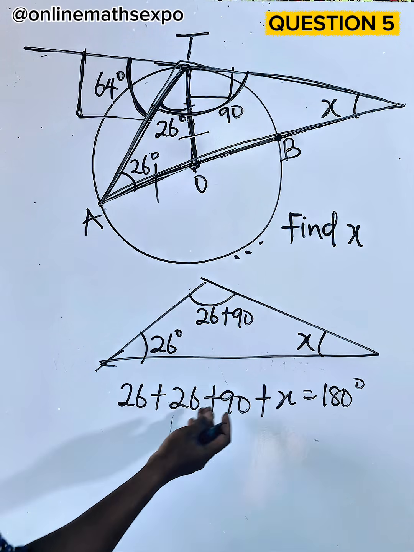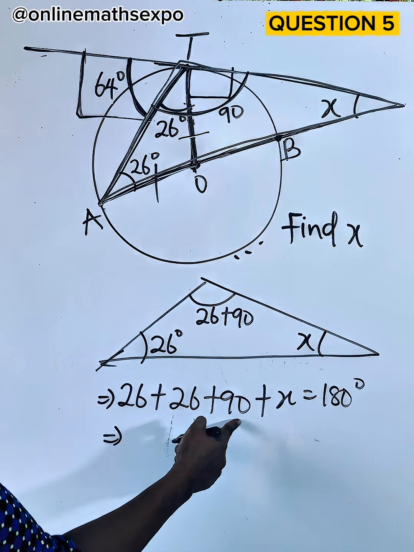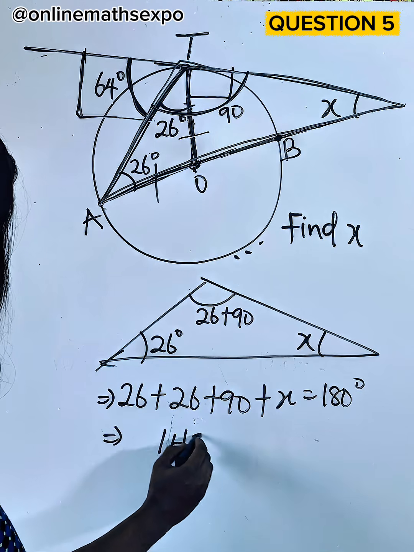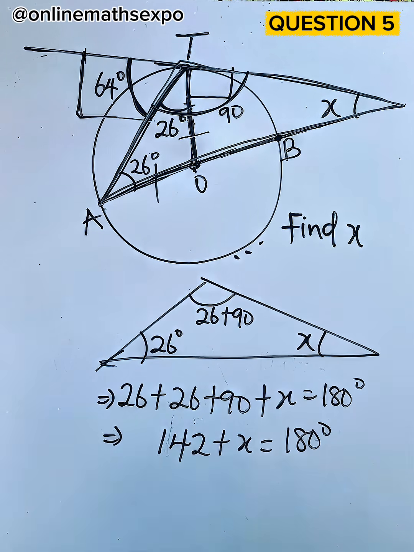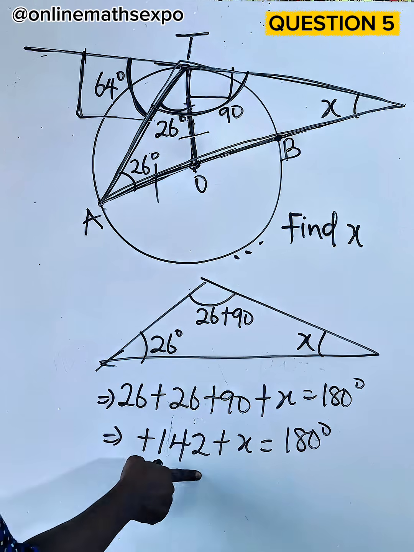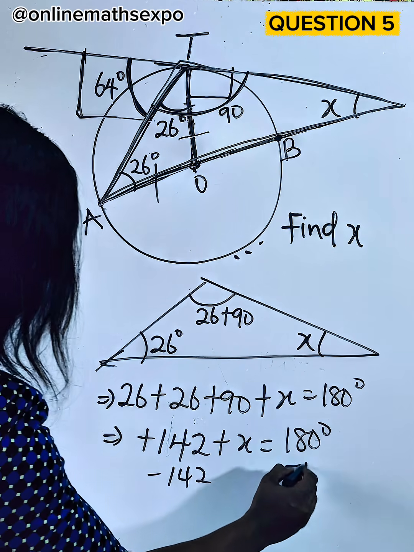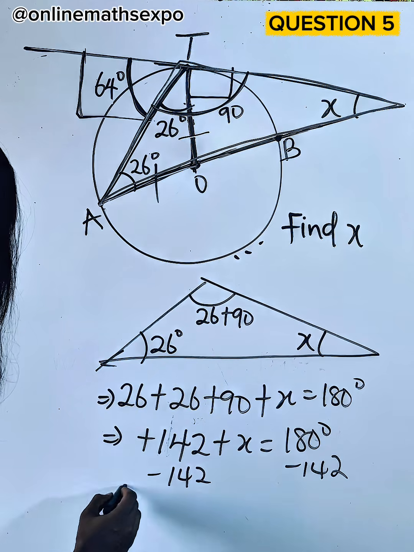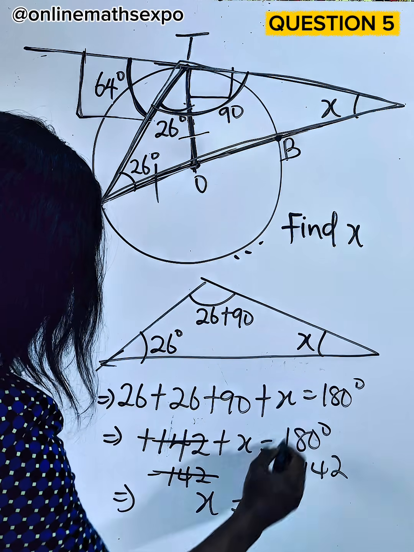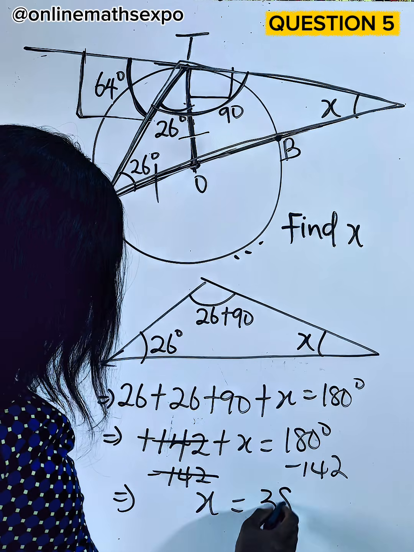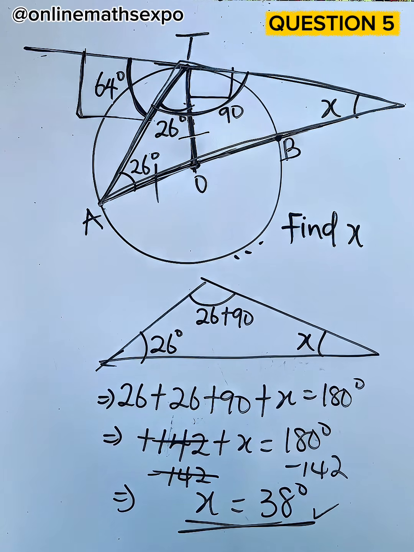So if you add this together, this gives you 52, add this, it gives us 142, and 142 plus X is equal to 180 degrees. This is positive. To remove this, you subtract. So you're going to subtract 142 from both sides. And when you do that, this will go off. So we have X is equal to, if you subtract this, it gives you 38 degrees. And that is the value of X.